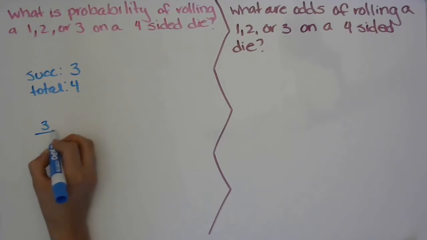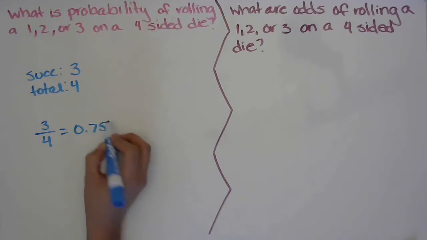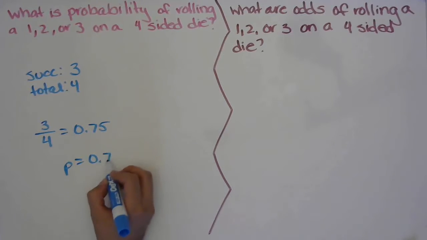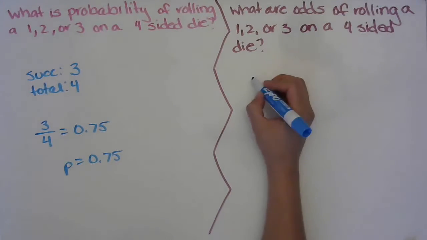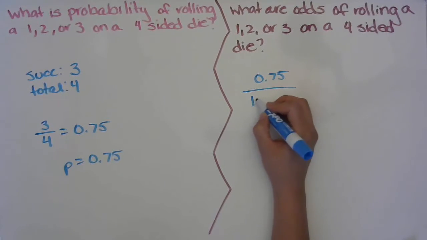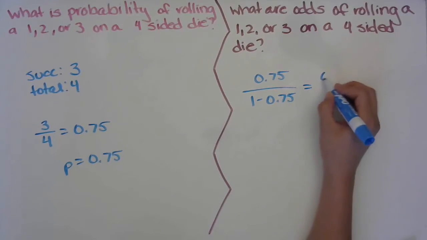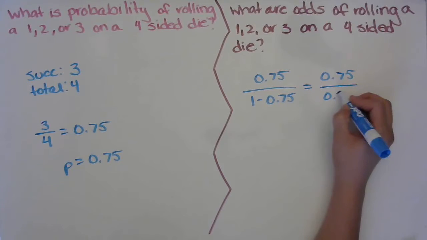So our problem is going to look like this. Let's go ahead and divide that out. That's going to give us 0.75. So our probability is 0.75, okay? So now, what are the odds of rolling a 1, 2, or 3 on a 4-sided die? So we're just going to take our probability here, 0.75, plug that into our formula of 1 minus 0.75. That is going to give us 0.75 over 0.25.